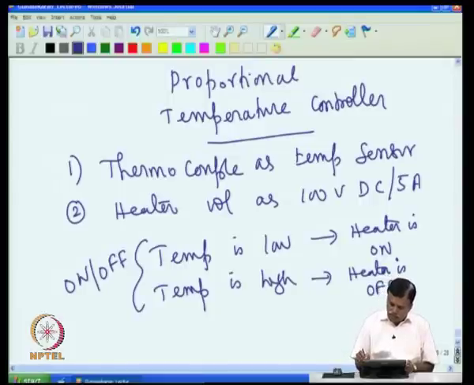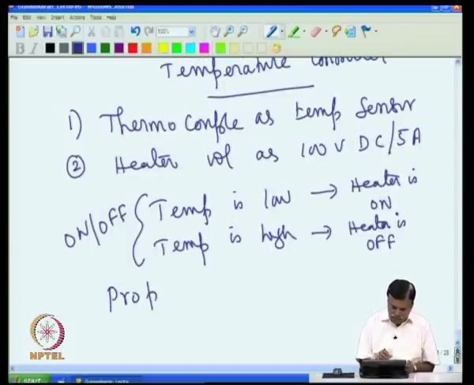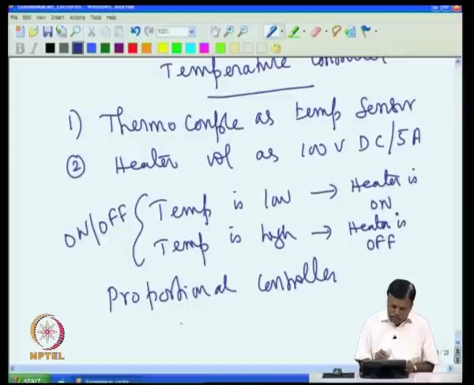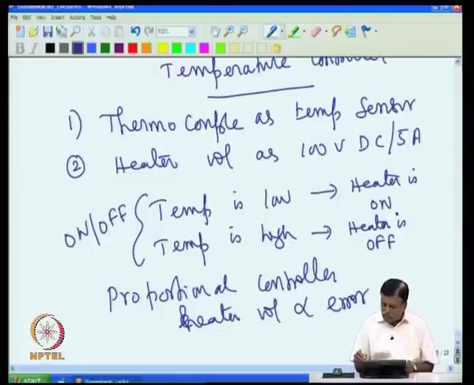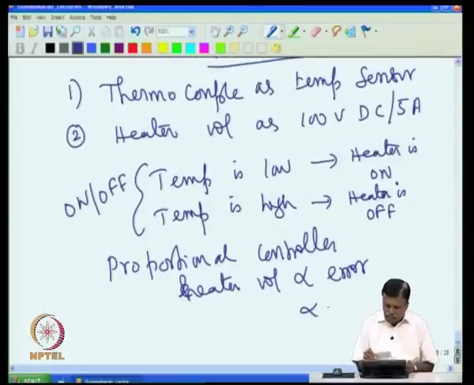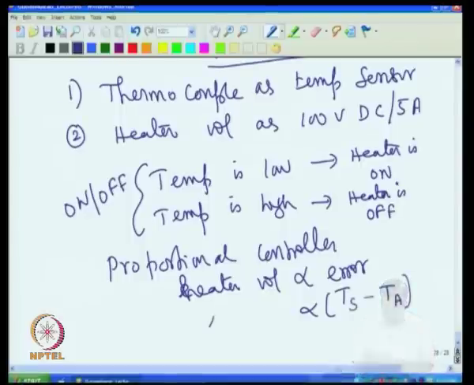In a proportional controller, we make it in such a way that the heater voltage is proportional to the error. Here the error is nothing but the difference between the set temperature and the actual temperature. So, the heater voltage is always proportional to this. That is, if I set 50 degree and the actual temperature is 40 degree, then the difference is 10 degree, and corresponding to that the heater voltage will be applied. Suppose the difference is more, if this is 50 and this is 30 degree, then the heater voltage will be more. If the error is more, the heater voltage will be more. If the error is 0, the heater voltage obviously will be 0.